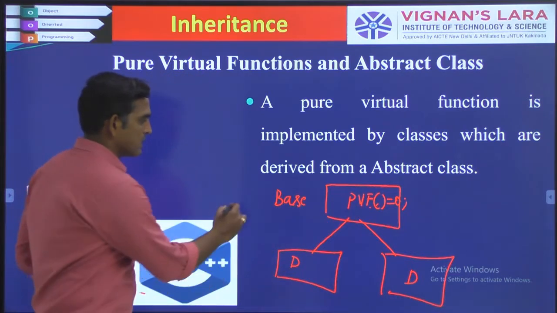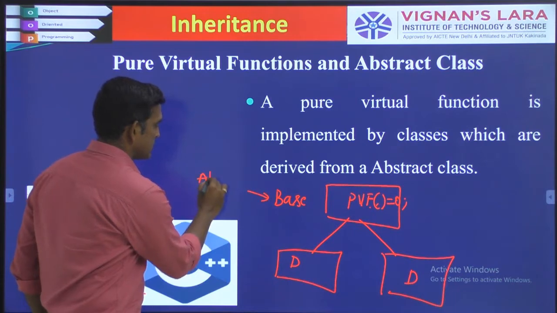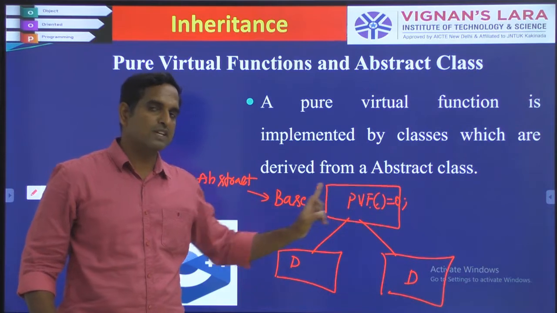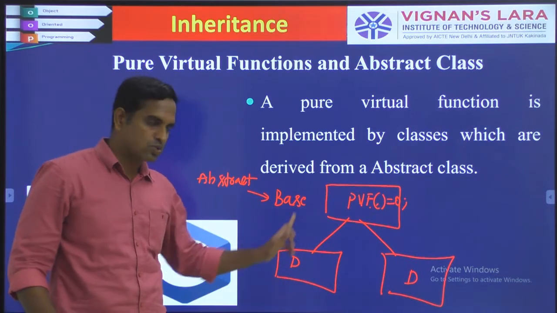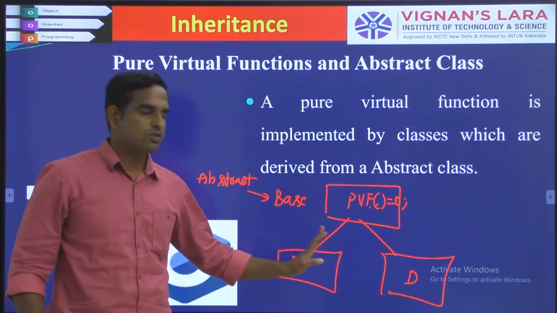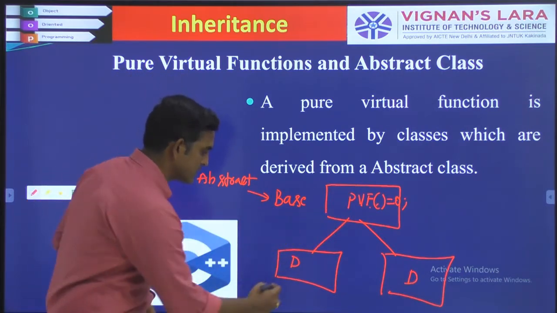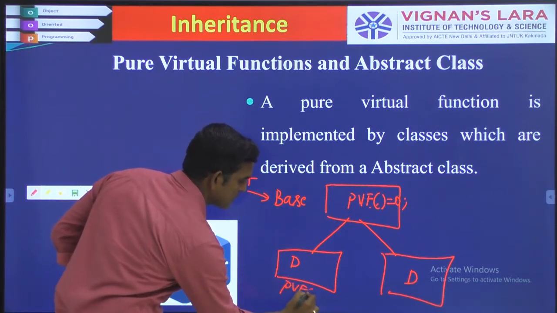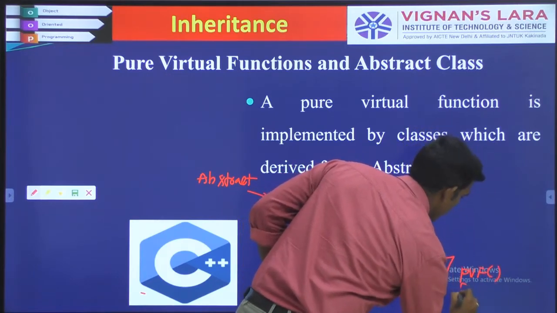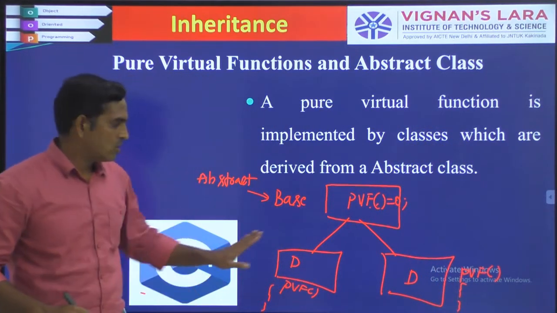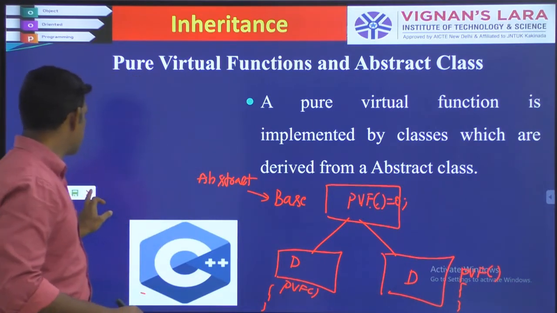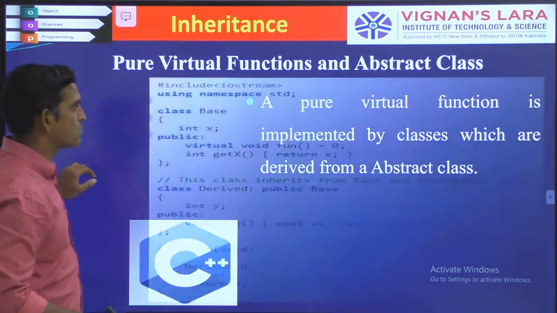This base class we call the abstract class. The abstract class contains the pure virtual function, and the derived class has to implement this pure virtual function. They have to have the implementation part. So this is the declaration, and the implementation has to be present here, and here. All the derived classes should contain the implementation. So that is about your abstract class and pure virtual function.